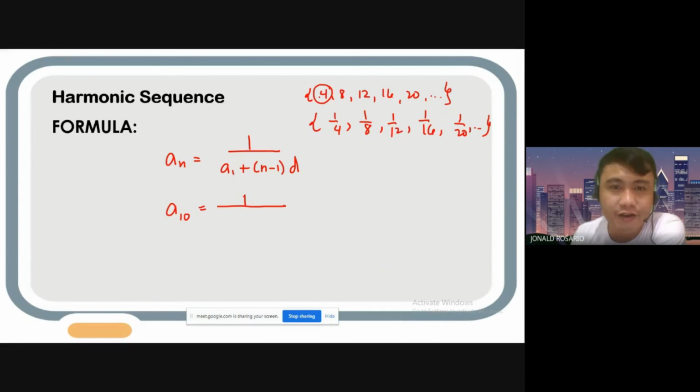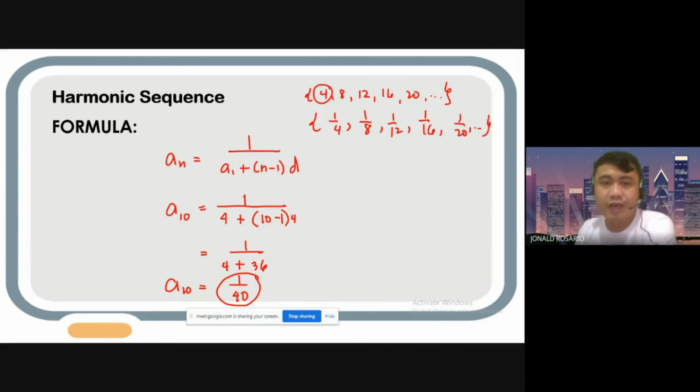So yung 4, so that's 4 plus our n is 10 minus 1 times the common difference dito din, hindi dyan. Okay, dito. Common difference is 4 times 4. So 1 over 4 plus 9 times 4 is 36. So ang a sub 10 natin ay 1 over 40. Okay, so 1 over 40 ang ating a sub 10. So ganun po ang harmonic sequence. Actually, medyo madali ito kung familiar kayo sa arithmetic sequence.